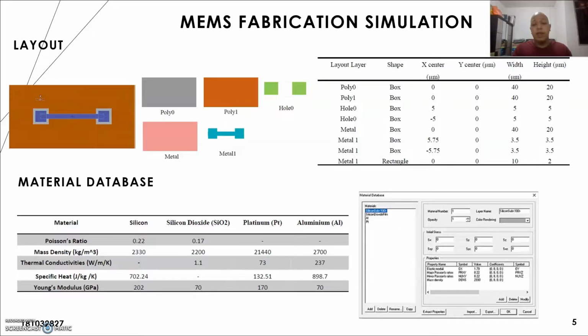As you can see in the figure, this is an example of the material database for our thermal actuator MEMS Pro fabrication simulation. Thank you.